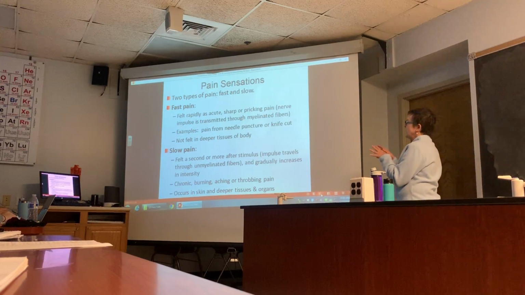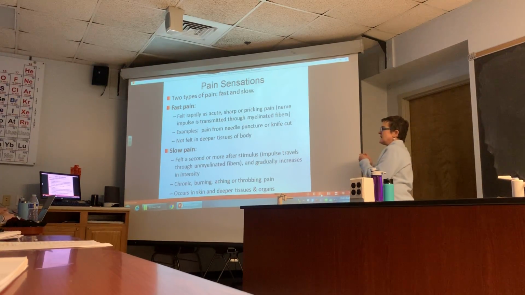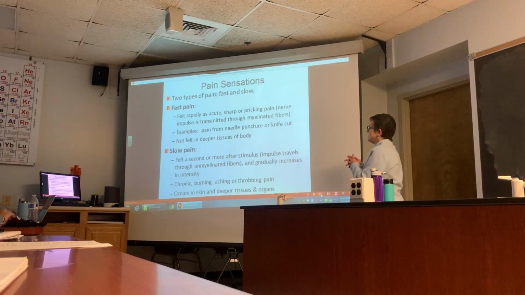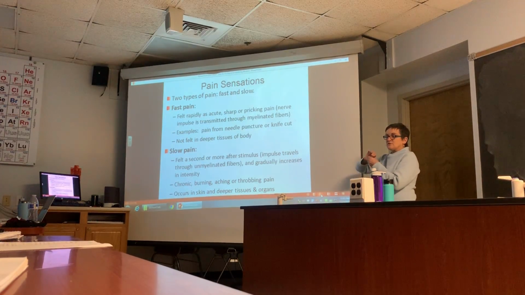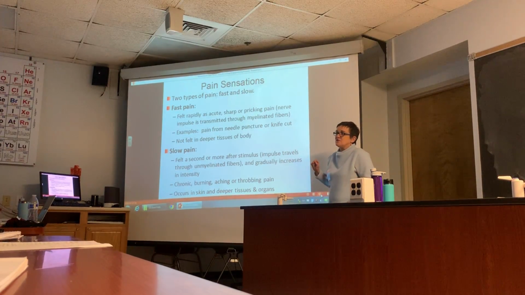This type of pain is where a certain type of nociceptor is stimulated that has myelinated axons, and those myelinated axons transmit that information very quickly to the brain, so it is interpreted as very sharp and very localized pain. Everybody's experienced fast pain. It's called fast pain because it is sent to the brain very quickly, so you feel it very quickly. When you prick your finger, you feel it fast, because the impulses are traveling down myelinated axons to the brain. Not felt in deeper tissues of the body.